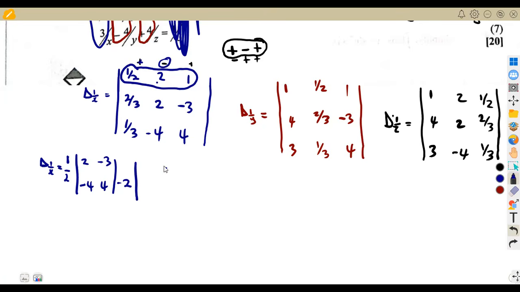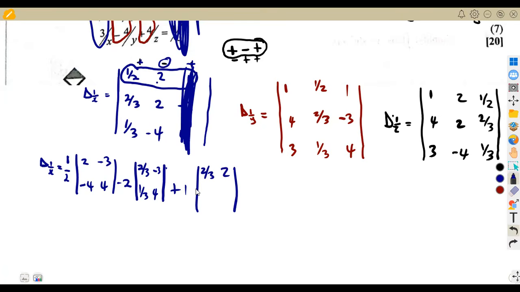We find its determinant by closing the row and column where there is a 2. So you're going to be left with 2 over 3, minus 3, 1 over 3, 4. All right, then we move on to 1 affected by a plus. So it's just a plus 1. Find its determinant. We close this part where there is 1. So you're going to be left with 2 over 3, 2, 1 over 3, minus 4. All right, so this is what you're going to have.